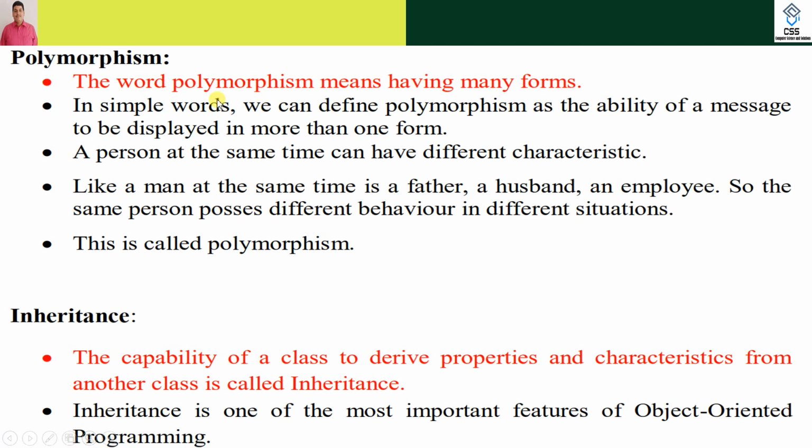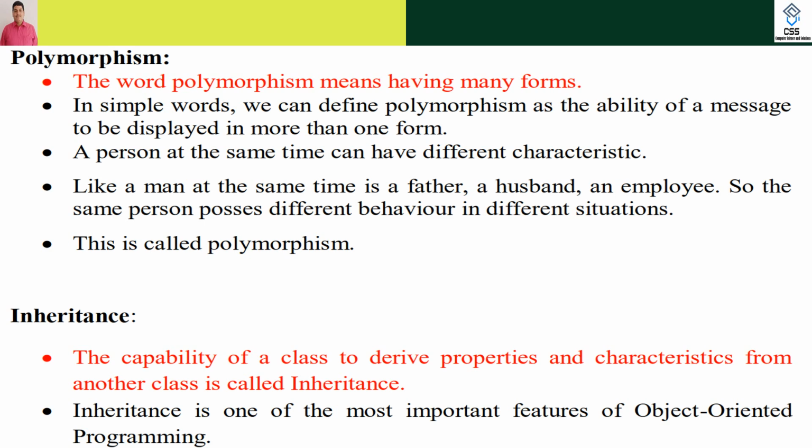In normal life, we can say a man may be a father, and that same person may be the husband of someone else, and may be an employee of an organization. That person behaves differently in different circumstances. That is an example of polymorphism. In simple words, in our OOPS concept, we can define polymorphism as the ability of a message to be displayed in more than one form.